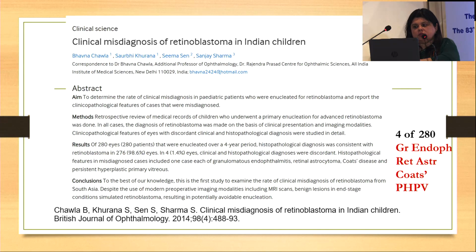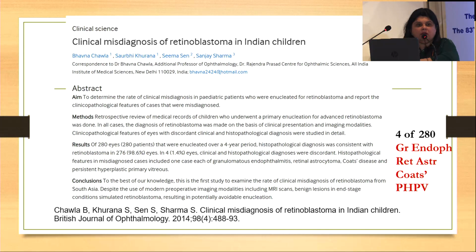So we just had this series of patients where retinoblastoma was misdiagnosed. This was a series of about 280 cases, all of them enucleated at our center. All these 280 enucleations were done for retinoblastoma. But out of these 280 cases, 4 cases didn't turn out to be retinoblastoma on histopathology. One was granulomatous endophthalmitis, one was a retinal astrocytoma, one was Coats, and one was PHPV. So 4 out of 280, almost 0.4% of cases where we misdiagnosed retinoblastoma, and finally it was found on histopathology.